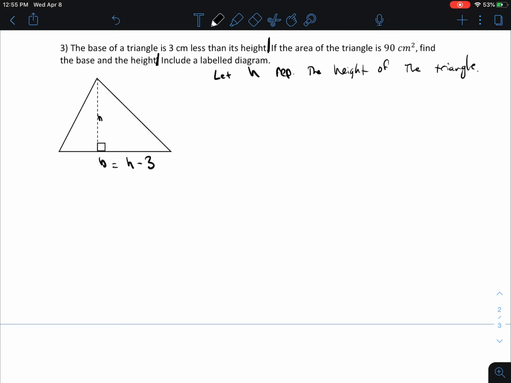Okay, now let's take a look at how I find the area of a triangle. The area of any triangle is equal to 1/2 the base times the height. Okay, now it tells me the area of the triangle is 90 centimeters squared. So why don't I write that in.